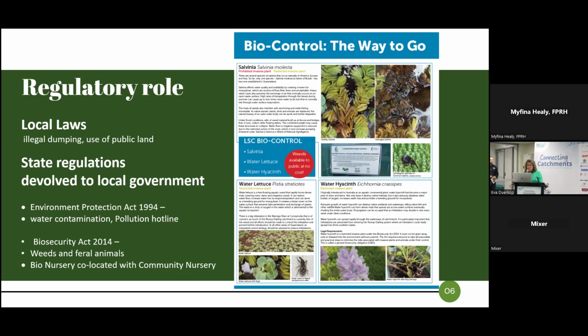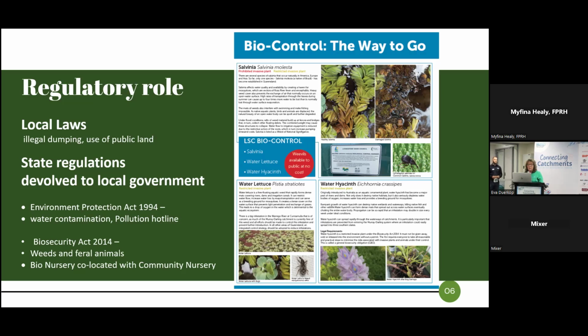So we do have a regulatory role as well. So we have our own local laws, and they might include things like illegal dumping and the way people are using public land, which includes waterways. But we also have to implement quite a few state regulations that have devolved to local government. So the Environment Protection Act is one of those.